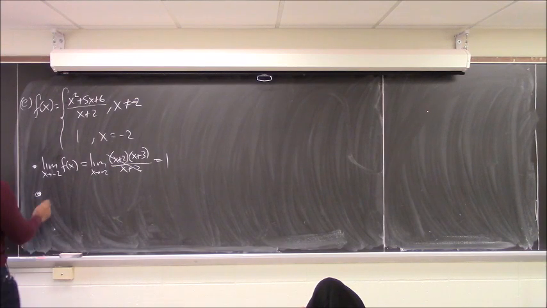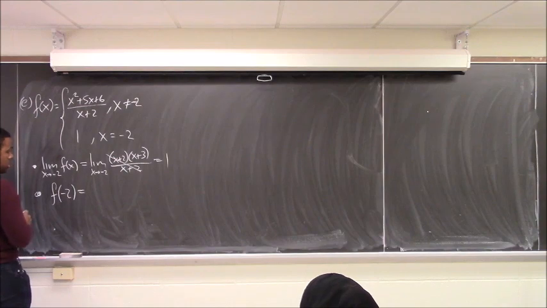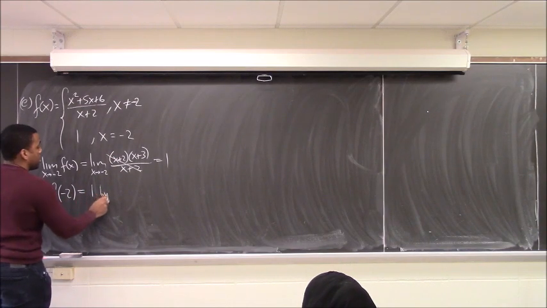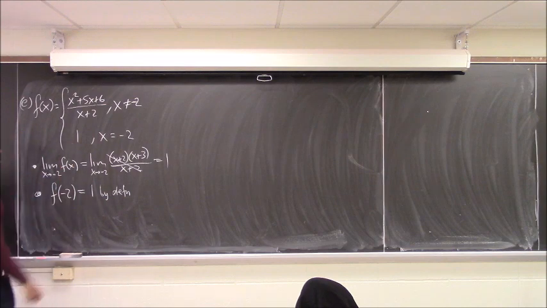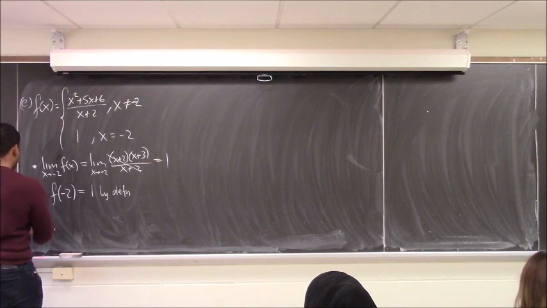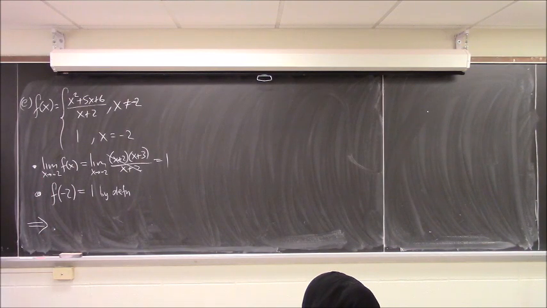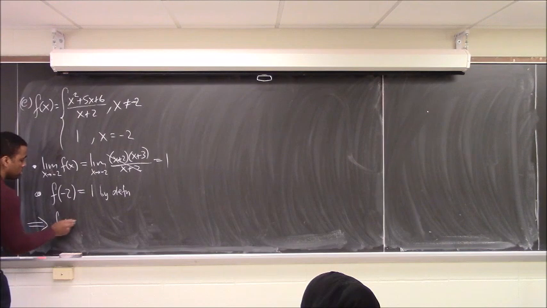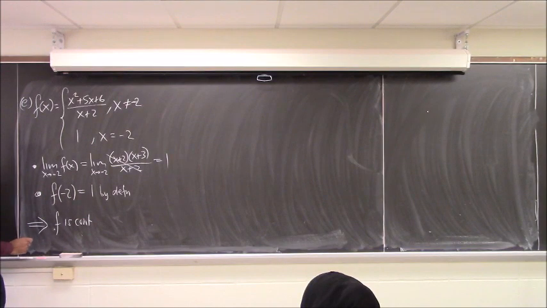Is the function defined at that point? Yes. Is f of -2 defined? Yes, and what is it? 1. It is 1, again by the given definition here. So what does that tell you? The limit as x approaches -2 equals f of -2, so what does that mean? f is continuous at -2.